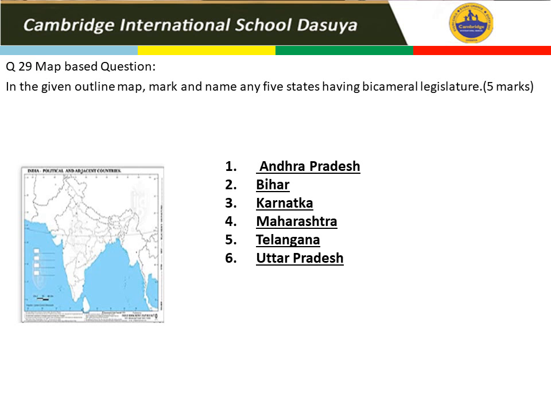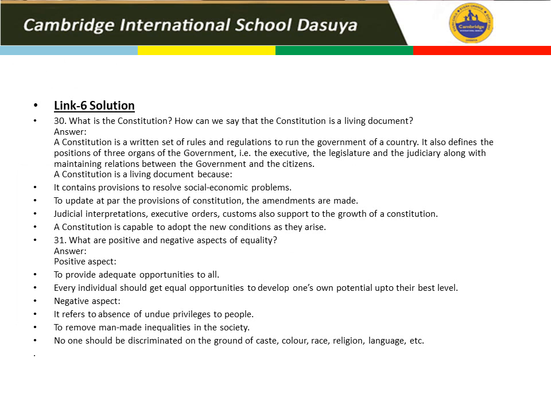Question number 29, map based question. I have asked for 5 states having bicameral legislature, that is Andhra Pradesh, Bihar, Karnataka, Maharashtra, Telangana and Uttar Pradesh, not Jammu and Kashmir. Some of the students have marked Jammu and Kashmir again, but Jammu and Kashmir has no bicameral legislature. Now, link 6 solution.